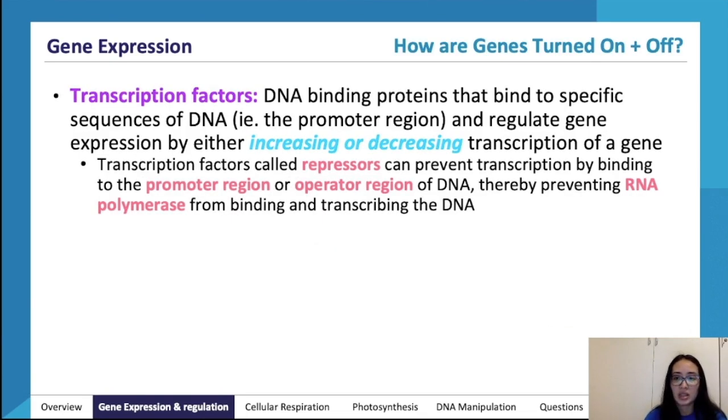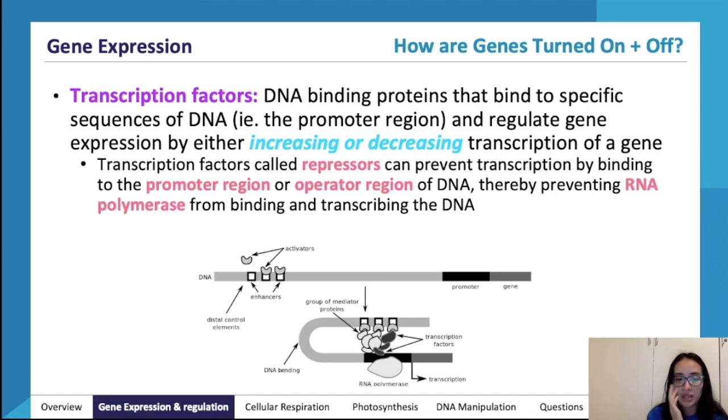So how are genes turned on and off? We've got lots of different transcription factors, and these are DNA binding proteins, which bind to specific sequences of DNA at the promoter region and other regions as well, and they regulate gene expression, and they can either increase or decrease transcription of a gene. So repressors are transcription factors, and they prevent transcription by binding to the promoter region or the operator region of DNA, thereby preventing RNA polymerase from binding and transcribing the DNA.